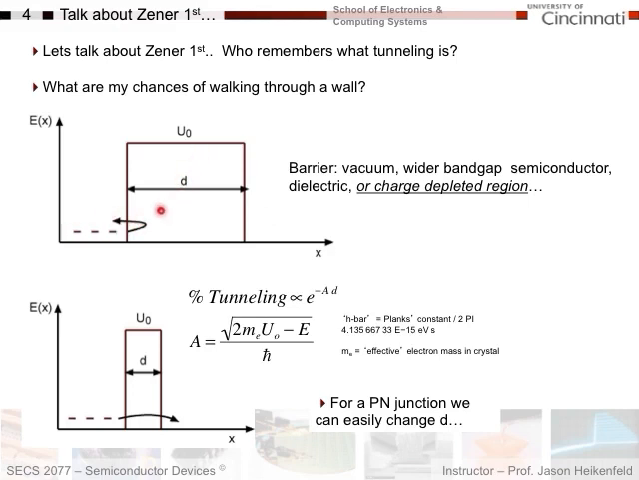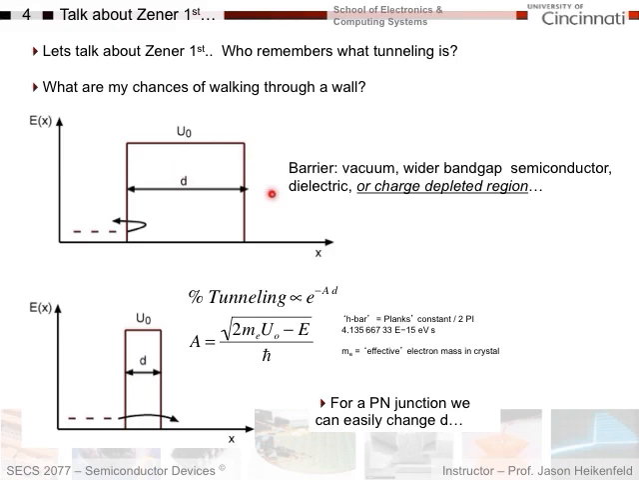And this barrier here, it could be a couple things. It could be vacuum. So if I have a metal here and a metal here and this is vacuum in between, that would be a barrier. It could be that this is my conduction band here, and this is a narrow band gap semiconductor, then a wide band gap semiconductor, narrow band gap semiconductor. Or it could be that this is a semiconductor, this is the dielectric, and this is a semiconductor. Or in the case of this lecture, we've got a semiconductor, this is the depletion region, and this is a semiconductor here. All of those create a barrier.